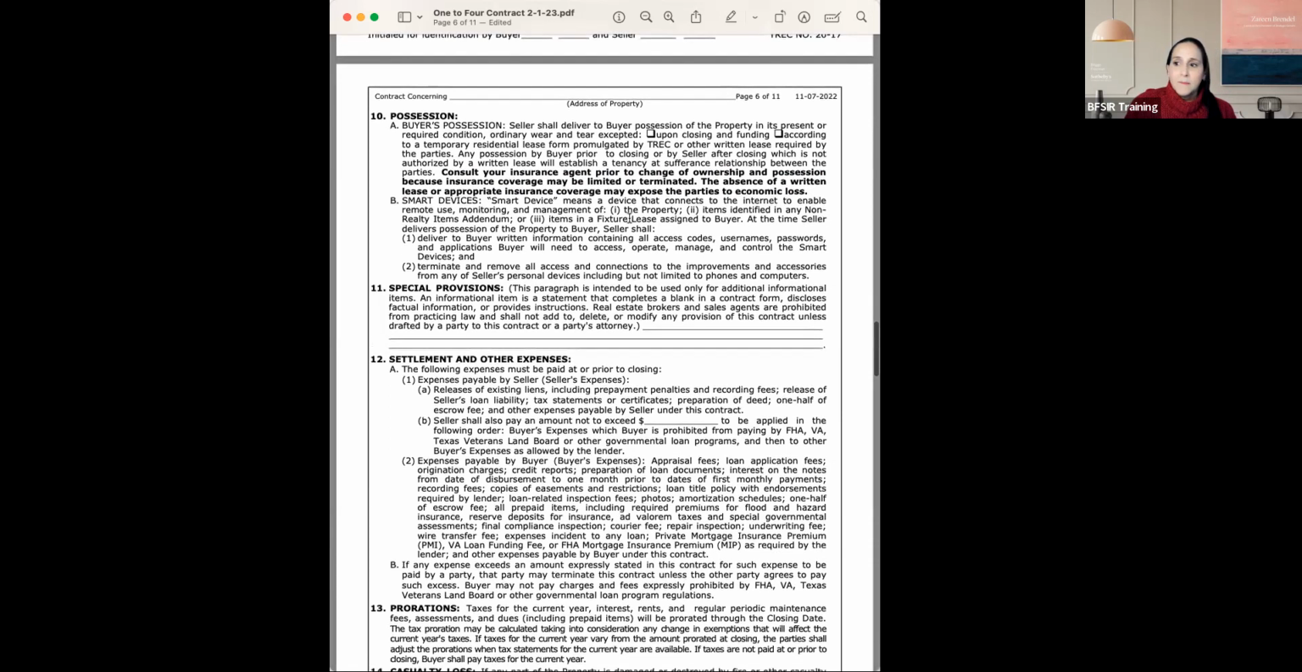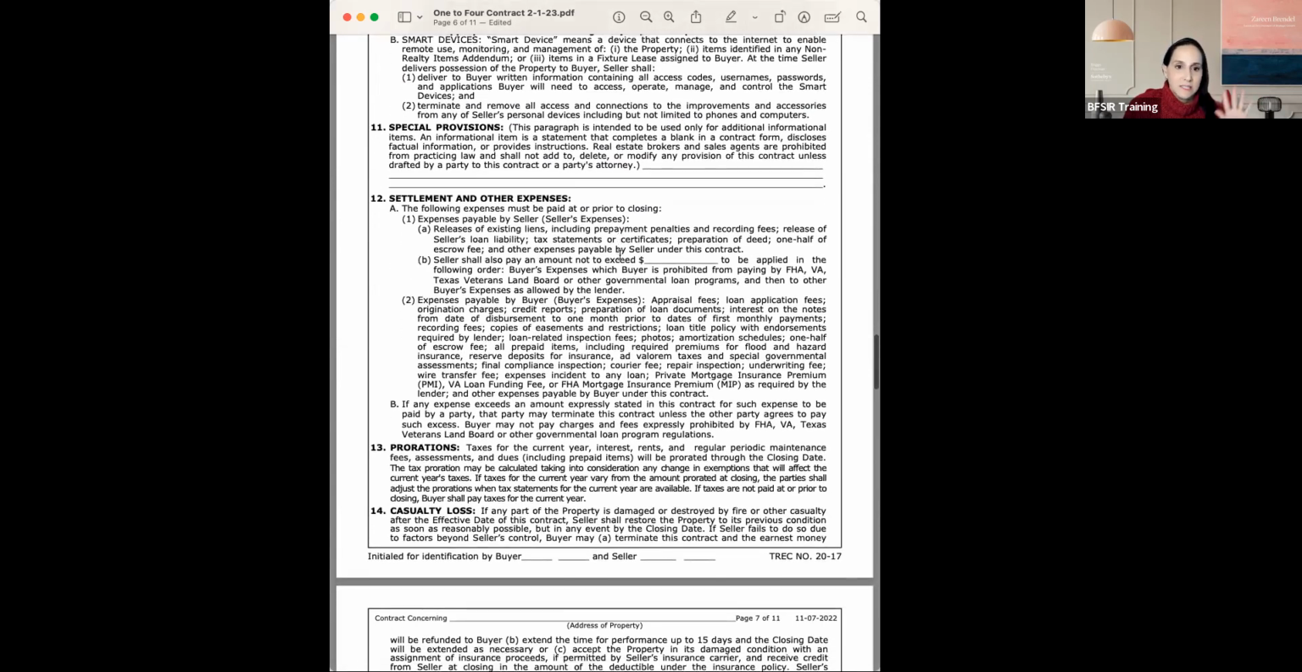Okay. And then this was new: smart devices. This is basically instructing the sellers, before they go, how they need to convey access to the buyer of all the information to get to all of the technical smart features of the home. It was a good addition and is very clear about what needs to happen in terms of conveying the smart devices and all the information, logins, and things like that.